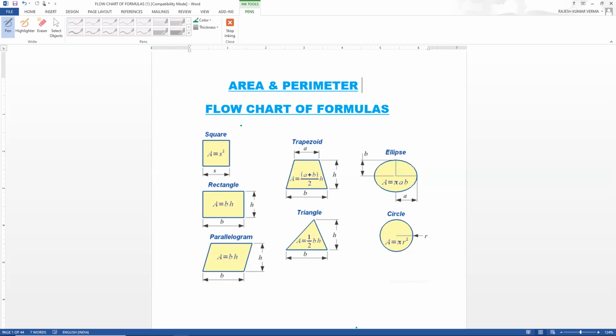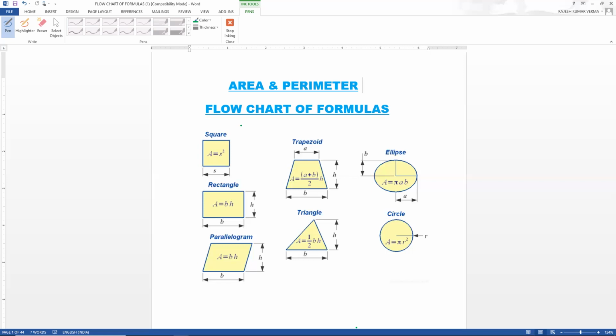Now comes parallelogram. We know the property in a parallelogram: opposite sides are equal. One side of the parallel sides we take as B, and the distance between these two parallel sides is considered as H, that is height or altitude. So area of a parallelogram becomes B into H, that is base into height or altitude.